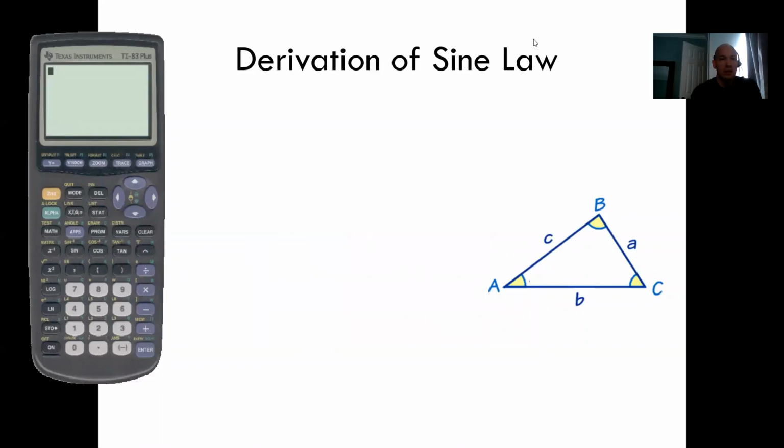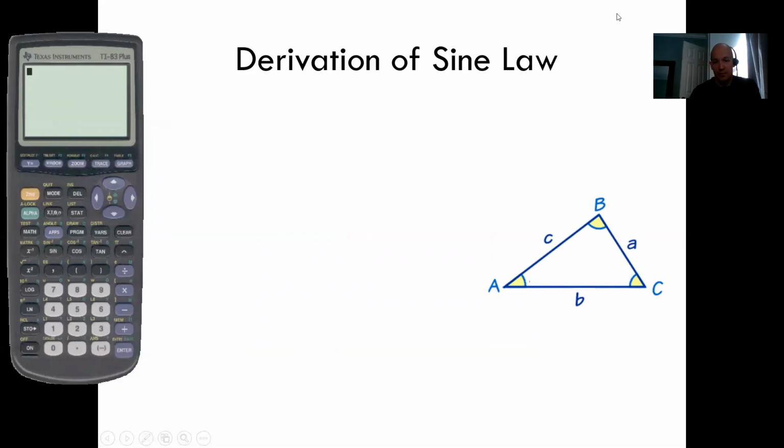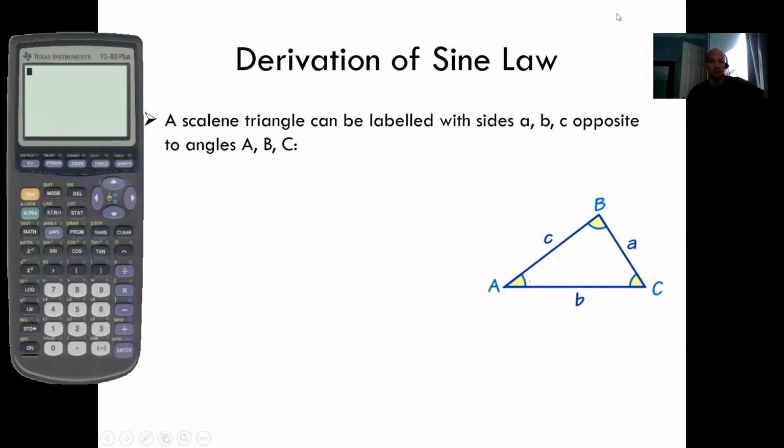We're going to start with a triangle, and we're going to derive sine law just by working out some basic things. So if we have a scalene triangle, scalene just means there's nothing special about it, just a randomly drawn triangle. It's not equilateral or isosceles. We can label the sides with lowercase letters a, b, c, and those sides are opposite to angles capital A, capital B, and capital C. So the picture here basically explains it all.